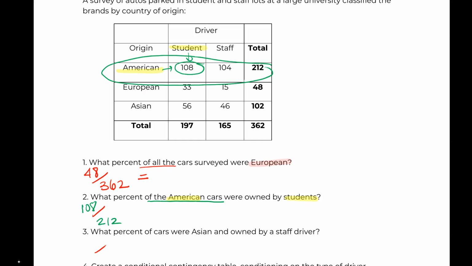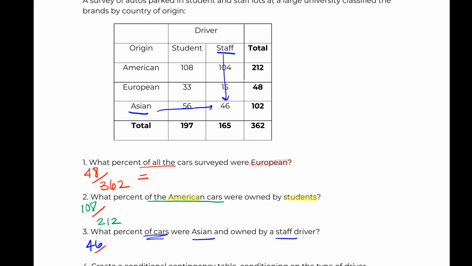And then our last one, well, what percent of cars were Asian and owned by a staff driver? Asian, staff. Well, again, we could start over. We need a staff driver. We need an Asian car. So the part that we're interested in has got to be this 46. And then hopefully you recognize that we're talking about of cars. So we actually want to divide by all 362, not by one of those other category totals, not by the 165 and not by the 102.